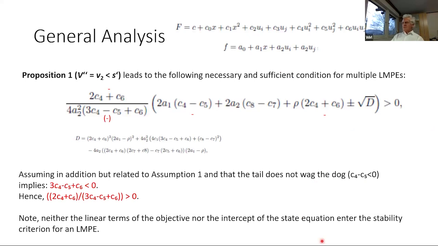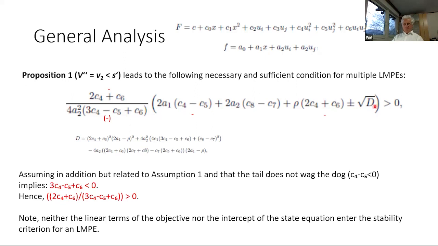So now it's getting a little bit cumbersome because we make now the general analysis. I repeat for you on top all the coefficients. You don't have to memorize them. I still repeat the proposition, which means that V double prime, which is the coefficient V2, must be less than the slope of the steady state line. So if you substitute all these terms, you get this expression.